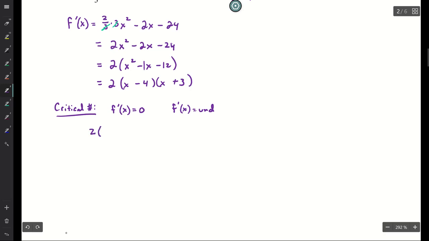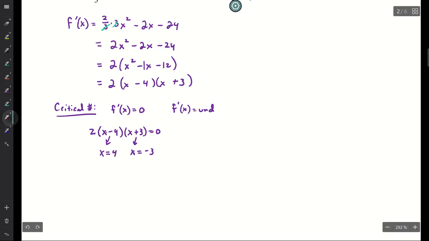So we have 2 times x minus 4 times x plus 3 equal to 0. The 2 in the front, I'm going to say we don't have to worry about because it doesn't have a factor of x with it, so you're not going to get any values from that. On this one, if we set that equal to 0, we're going to get x equal to 4. And then on this one over here, if we set that equal to 0, we're going to get x equals negative 3. Now, because our domain was all real numbers, then those two are critical numbers.